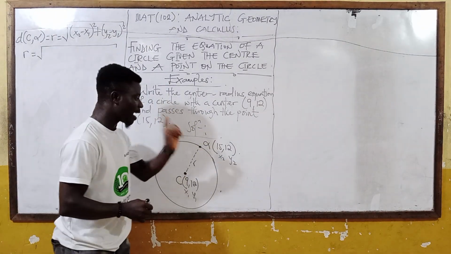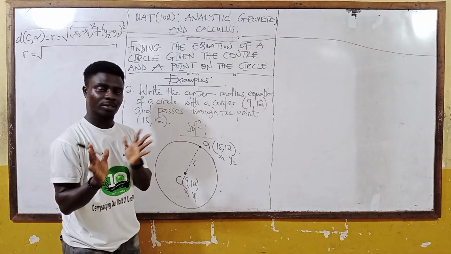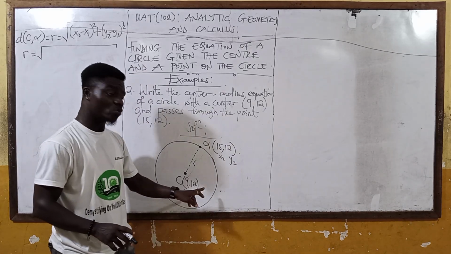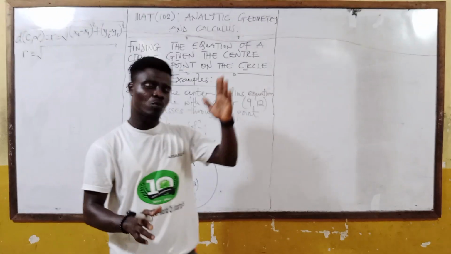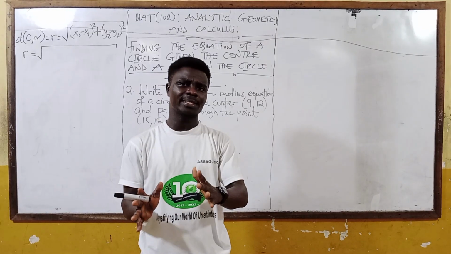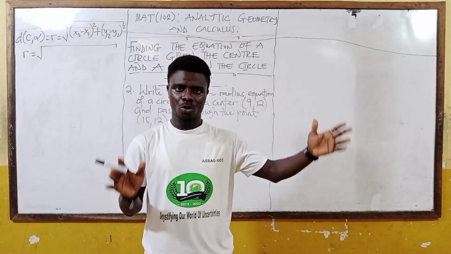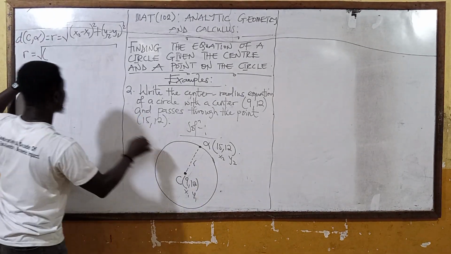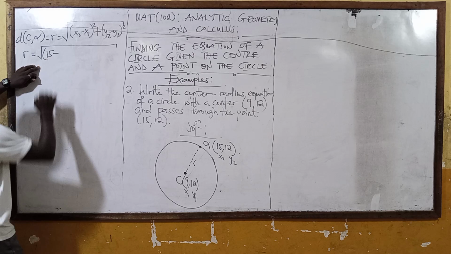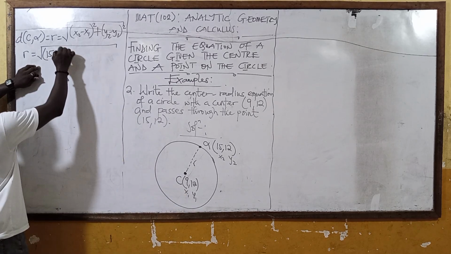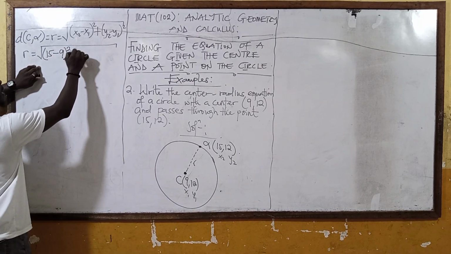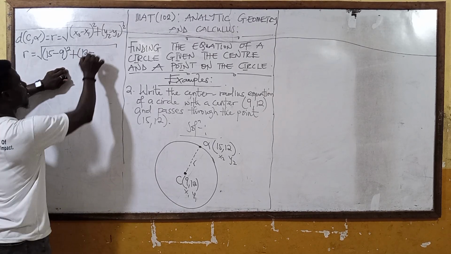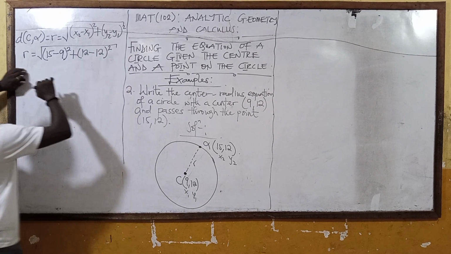It doesn't matter how you denote your x1, y1. You can denote it here x1, y1, x2, y2. The distance from Kumasi to Accra is the same distance from Accra to Kumasi. Alright, so I get my x2 to be 15 minus my x1 to be 9 all squared plus my y2 to be 12 minus my y1 to be 12 all squared.